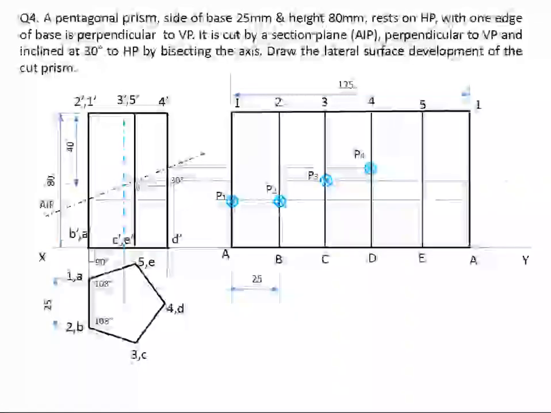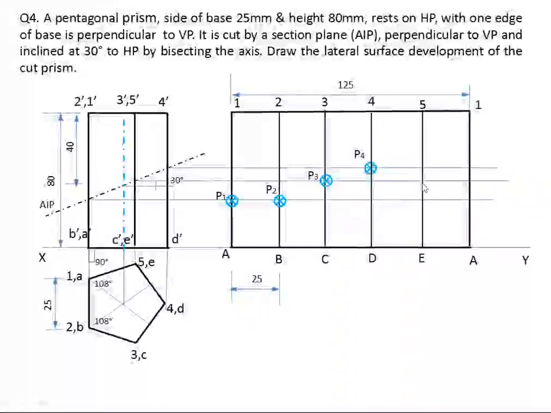The cut section of the plane is here, so transfer this on the edge 5E, so we get the P5 point. Again for P1, 1A intersection point, so here we transfer it on the 1A edge, that is P1. Then join these points by a straight line. So here we have completed this pentagonal prism lateral surface development.